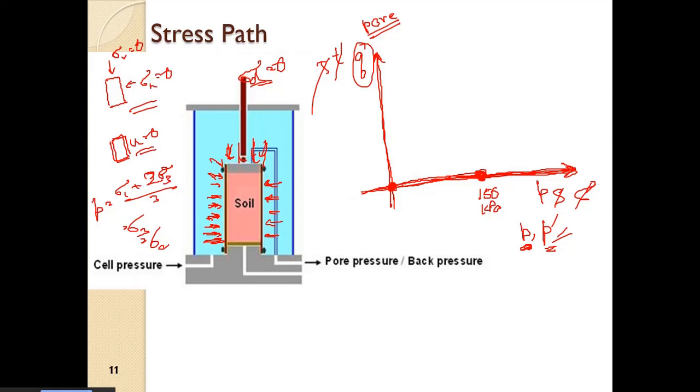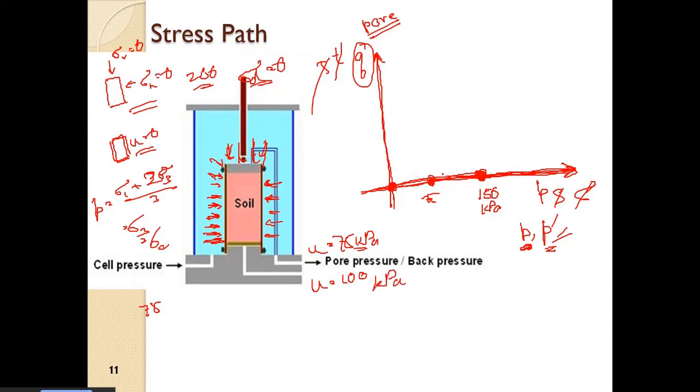So the pore pressure will also increase. The pore pressure is suppose 75 kPa. We are measuring here, U is equal to 75 kPa. So we have the 75 kPa here. Then what we did, we increased the cell pressure to suppose 200 kPa, and we observe that the pore water pressure is now U is equal to 100 kPa, it is showing.